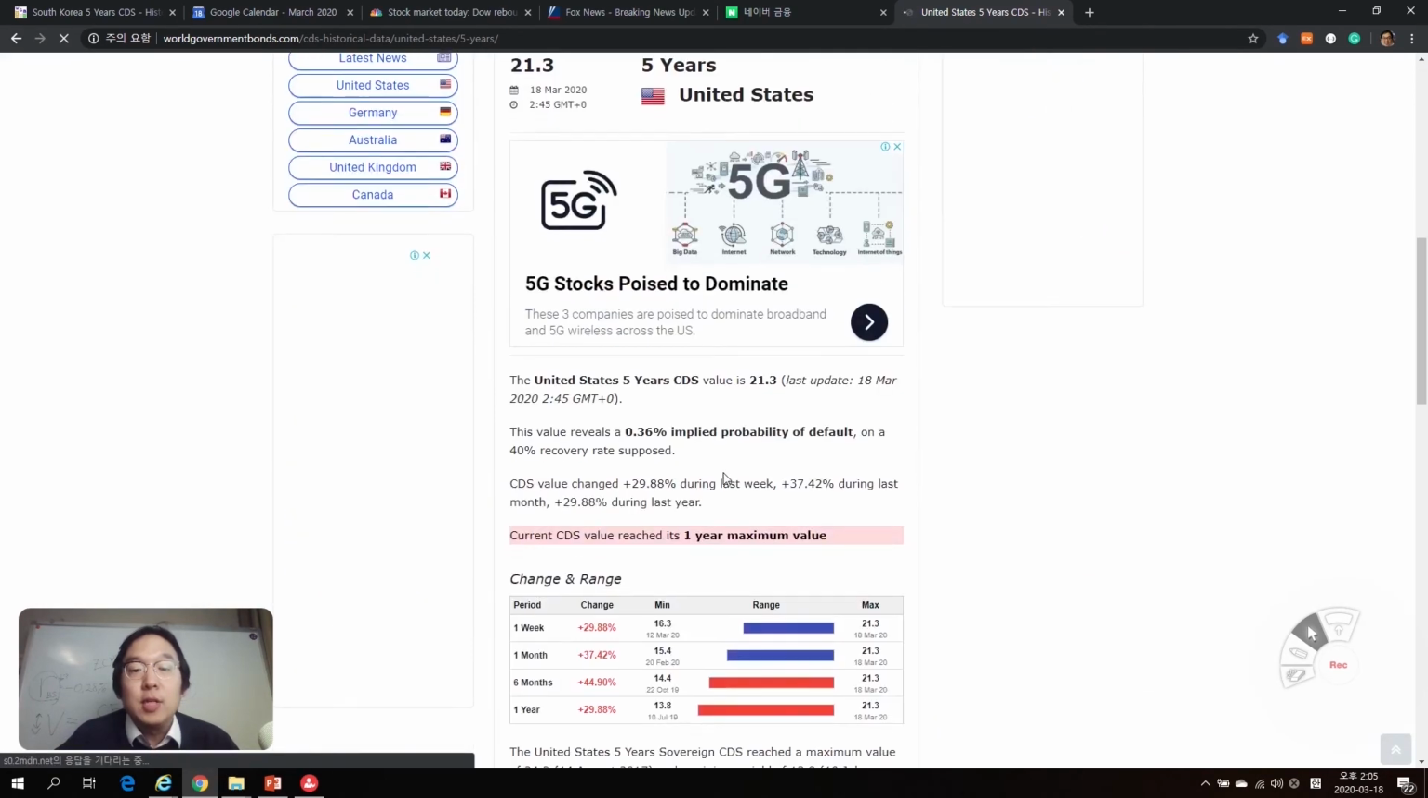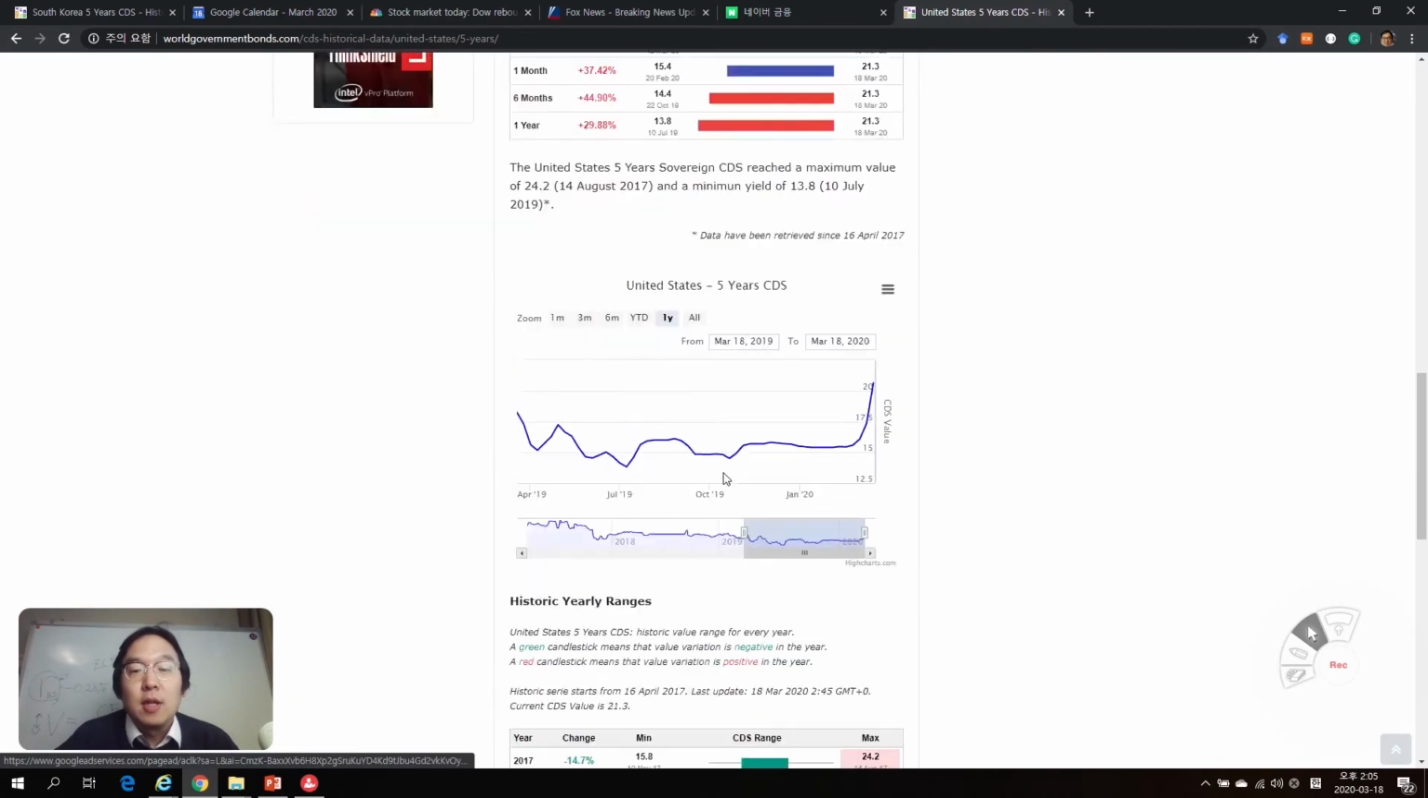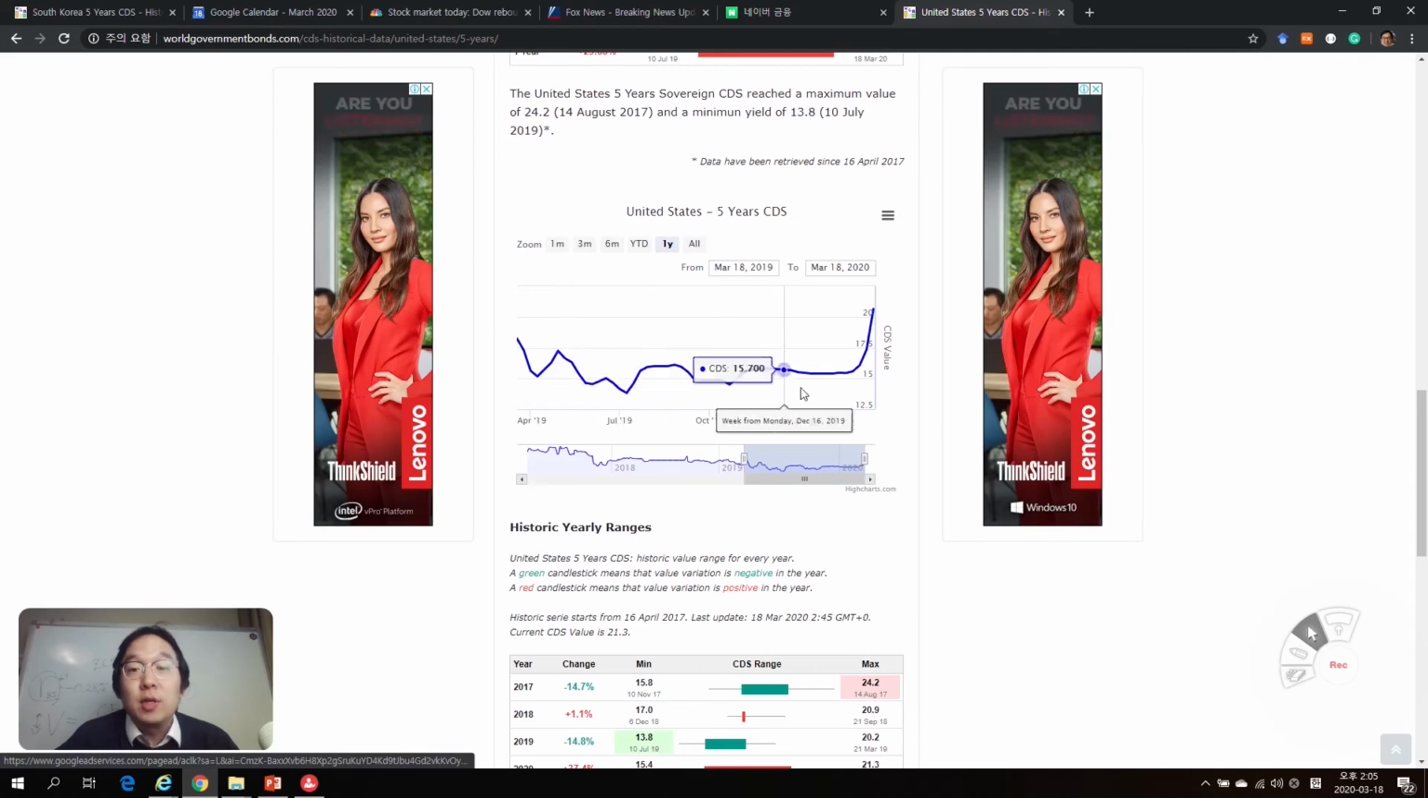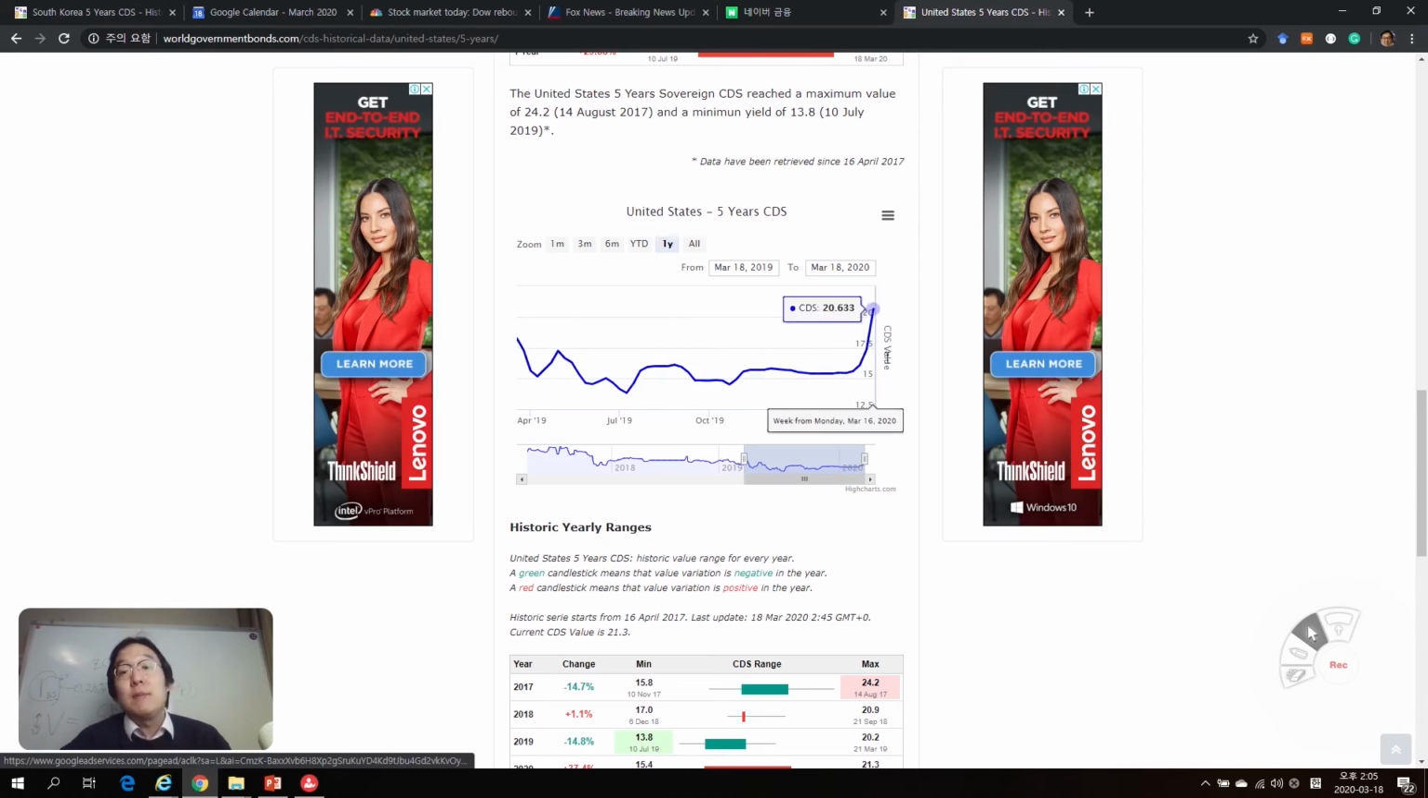And then you see over here in the historical CDS spread graph that this one is also increasing. Okay, so this is the impact of coronavirus, right? The CDS spread used to be very low, 15 basis points or something, but now 21 basis points, skyrocketing in this picture. But the magnitude itself compared to Korea is not that much.